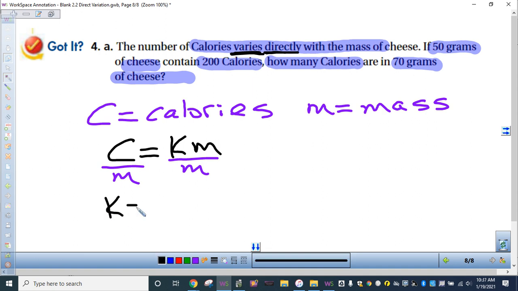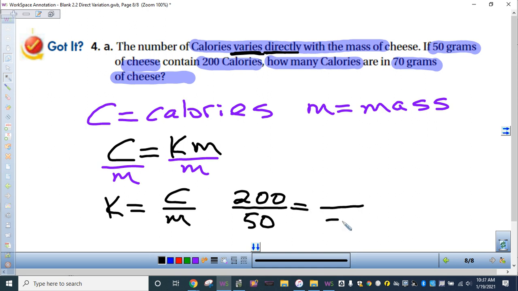So when we set up our proportion, we want to have calories on top, mass on bottom. Again, do you have to do it this way? I could have mass on top, calories on bottom. It's just going to make more sense in the long run if you do it like this. So calories for cheese, first one we got is 200 for 50 grams of cheese. We don't know how many calories are in 70 grams of cheese.